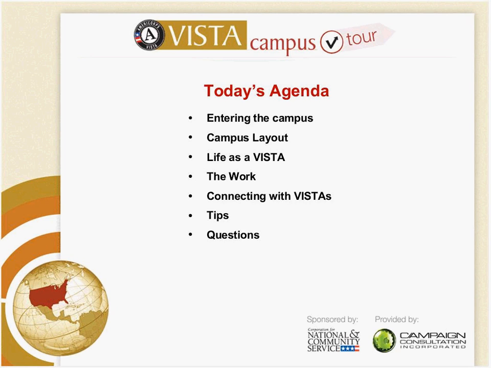Well, today we will be learning how to enter the campus, and we will take a look at the general campus layout. There are three major sections to the Vista campus: life as a Vista, the work, and connecting with Vistas, and we will take a look at each of those. We'll give you some tips for using the campus, and when we are through, we will have some questions, but you may ask questions at any time during the presentation.